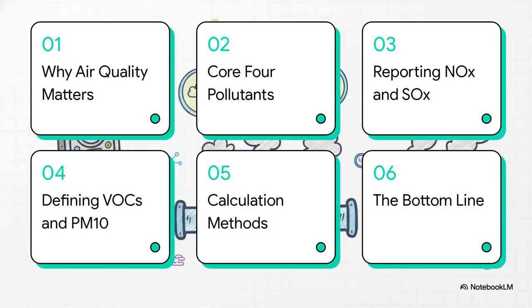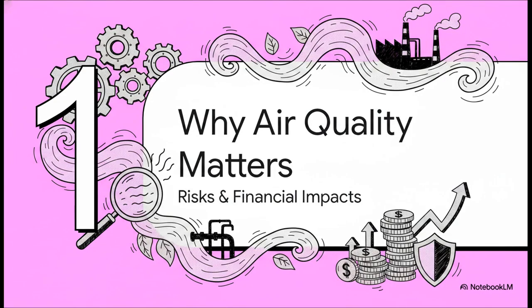Here is our roadmap for this explainer. First, why air quality matters. Then, the core four pollutants, reporting NOx and SOx, defining VOCs and PM10, approved calculation methods, and finally, the bottom line. Okay, let's start with Section 1, why air quality matters, local risks and financial impacts.